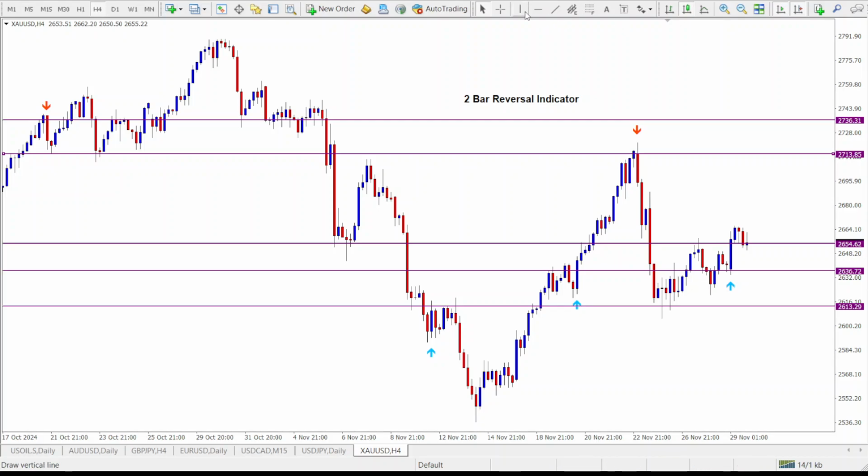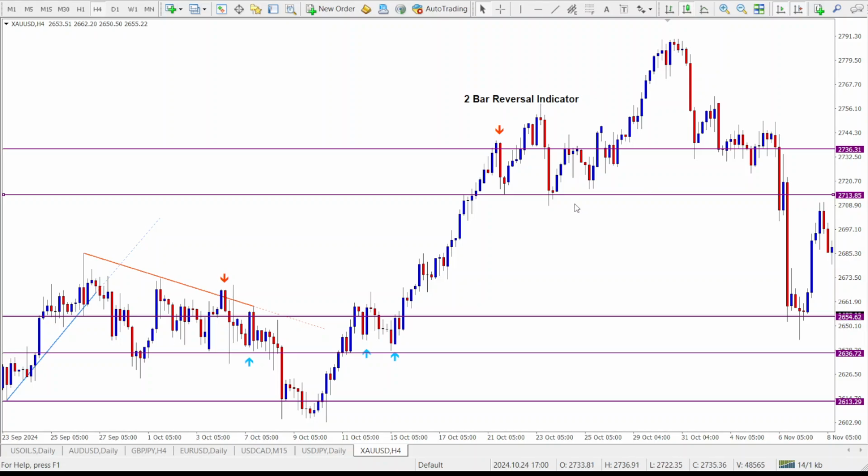This was just more like a pullback, and then a continuation. So always get confirmations before you exit your sell or before you exit your buy. Basically, before you exit your position, always get confirmations. So use support zones or wait for the arrow to form, the blue arrow indicating a buy signal, before you exit your sell trade.